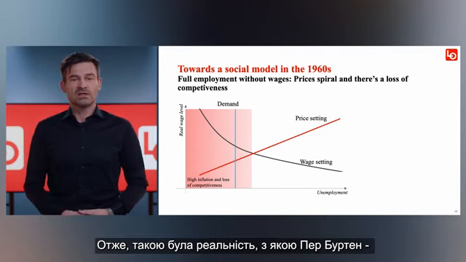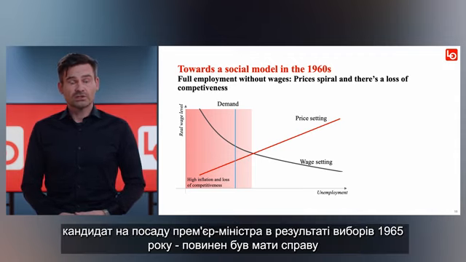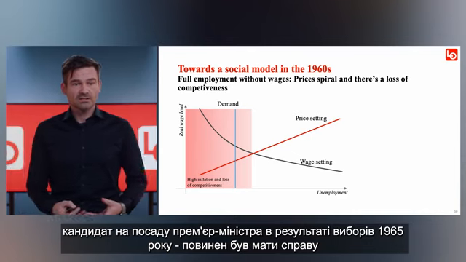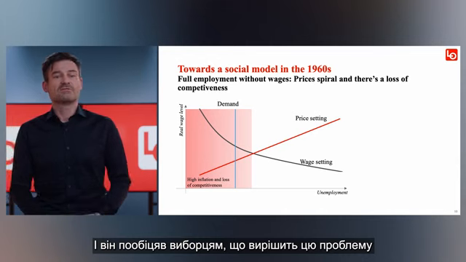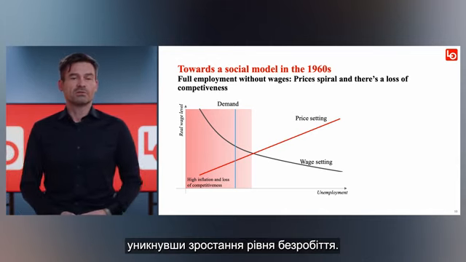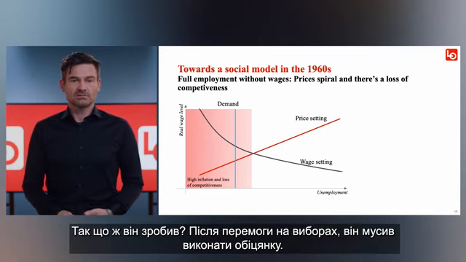So this was the reality that Per Borten, who was the prime minister candidate for the 1965 elections, faced, and he promised the voters to solve this puzzle without increasing unemployment. So what did he do when he won the election? He had to deliver.